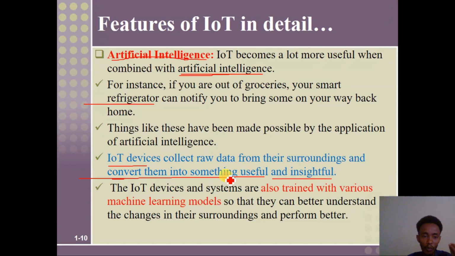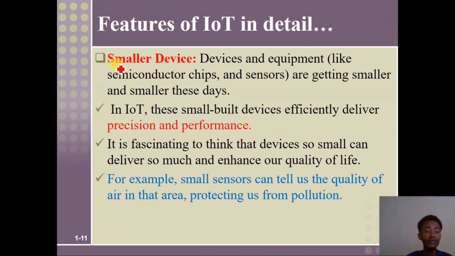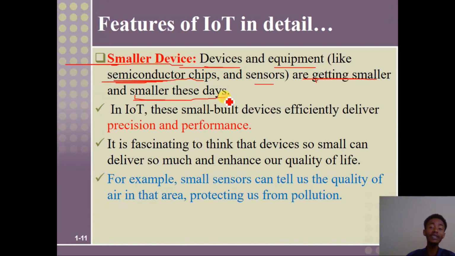So in order to have such information from smart devices, artificial intelligence plays a fundamental role. Another one is small devices. This is the concept of small devices. In IoT, it talks about microchips, a very small number of devices which are capable enough to communicate with each other and also capable enough to take decisions based on the data that has been collected from the environment. Small devices are equipment like semiconductor chips. Different microchips and also sensors are getting smaller and smaller these days, and they become small and small while being very intelligent.